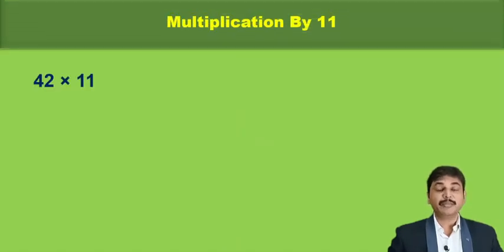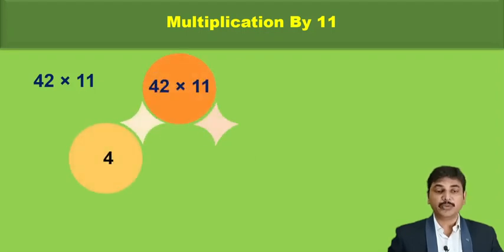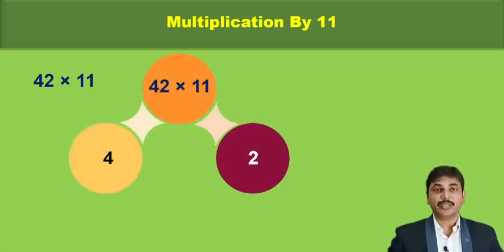If you want to multiply 42 by 11, no need to recall the table of 11, my dear friends. So what we can do here, just listen very carefully to which steps I am following for this. So 42, just spread these two digits 4 and 2 in this fashion. So this is the first step.